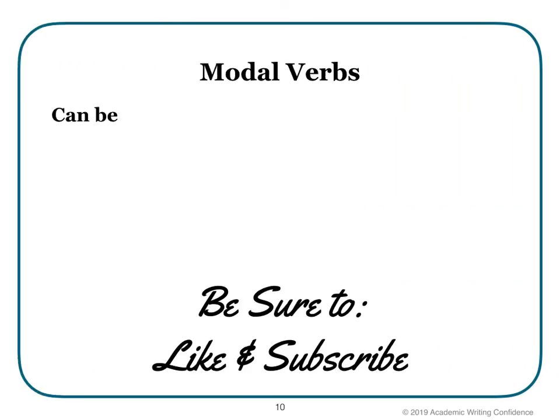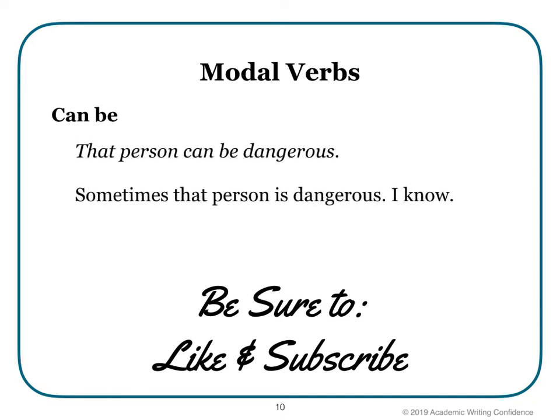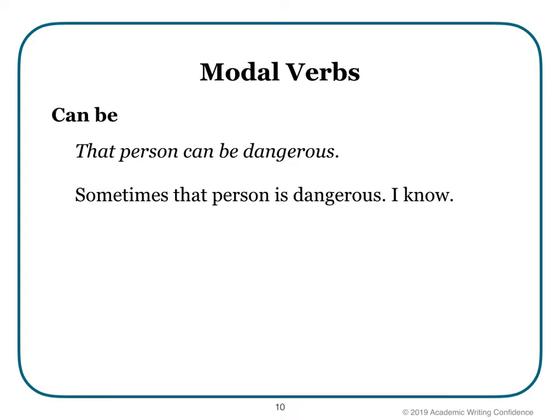The words can be can also be used to show a possibility. In this sentence, that person can be dangerous. Here, the words can be mean that sometimes that person is dangerous because they have previous experience, so they know it's possible that they could be dangerous. But it's just sometimes, not always. There is a possibility that they can be dangerous.